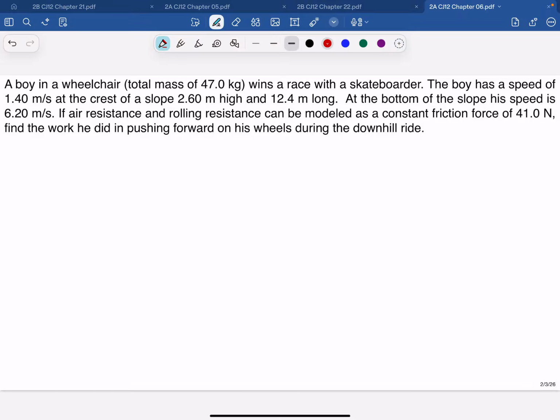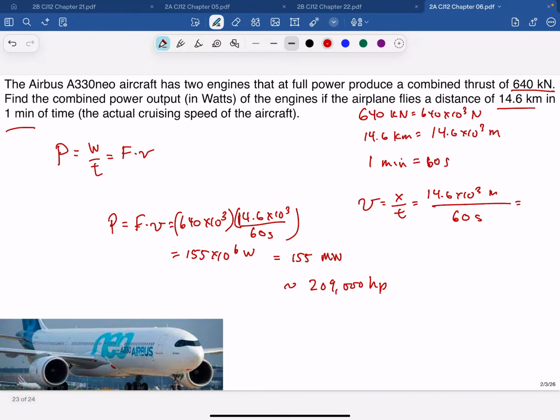What was the answer to the thing? Combined power output, 209,000 horsepower, or 155 megawatts. Technically, this box right here.